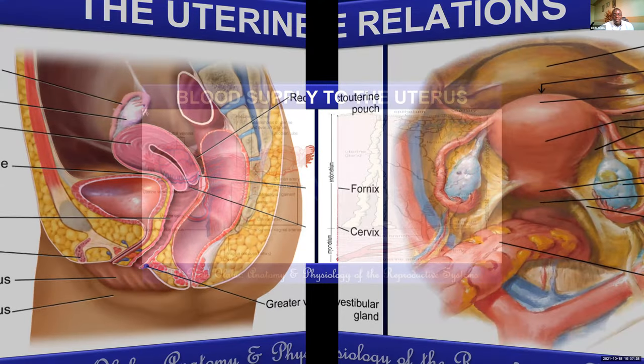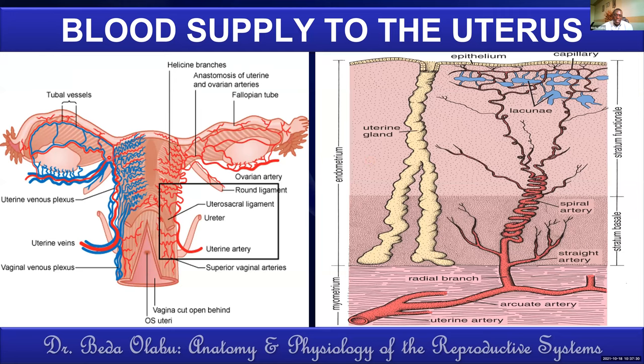In terms of blood supply to the uterus, there's one main blood supply, and that's the uterine artery. It's a branch of the internal iliac artery. It's the main source of blood supply to the uterus, but it's supported by the ovarian artery. The ovarian artery is a branch of the aorta.